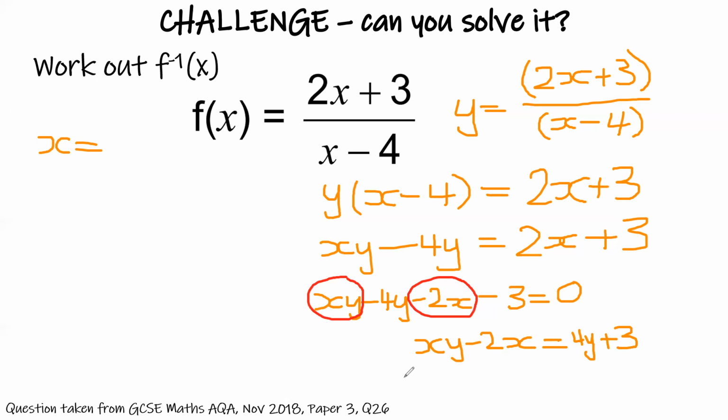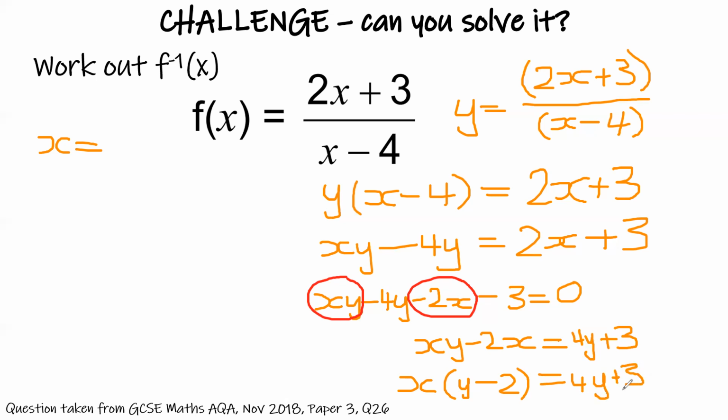So now we can say, well, actually, these have both got x in common. So we're thinking about factorising now. They've both got x in common. We know that if we've got xy, that means we need to times the x by a y. And then for this expression, we need to subtract 2. So then if we were to expand this bracket, we'd get xy minus 2x, which is, of course, what we've got there. And then that equals 4y plus 3, because we've not touched this side.